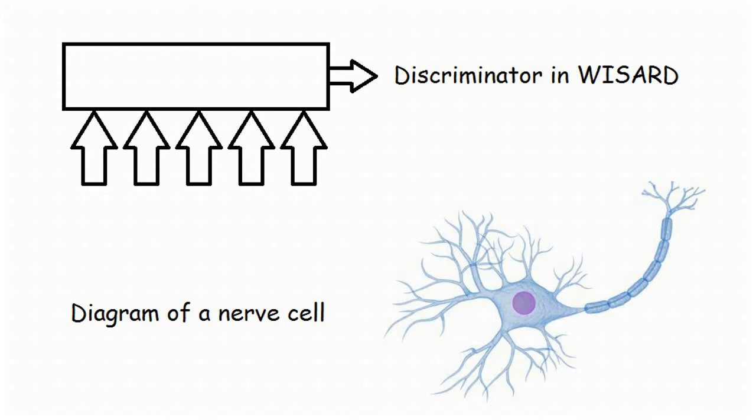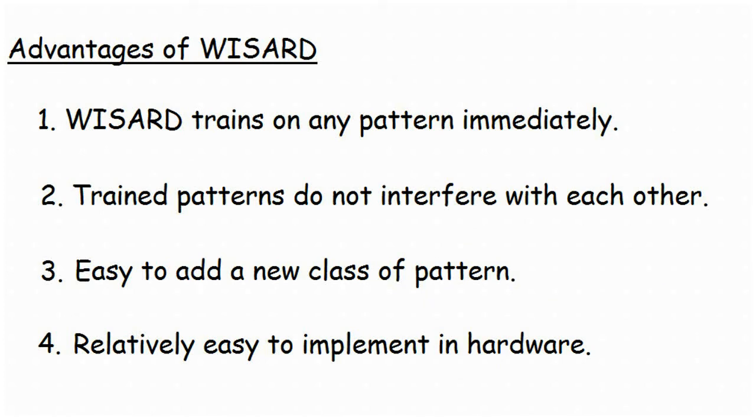Anyway, given that others classify WISARD as a neural network, I suppose I should list its advantages and disadvantages compared to other neural networks, such as a multi-layer perceptron. Yes, I know I haven't covered things like that yet, but I will get round to it. Here goes. Well, you've already seen the first advantage. WISARD can be trained on any given pattern in one step.